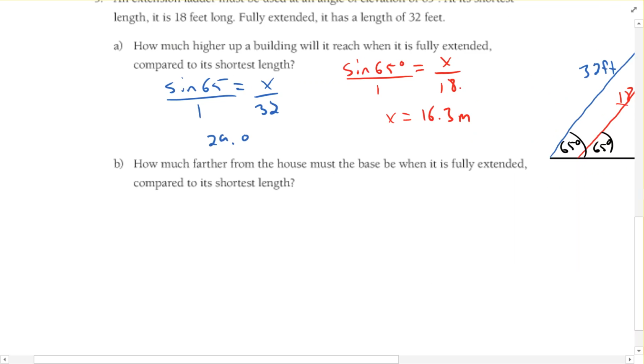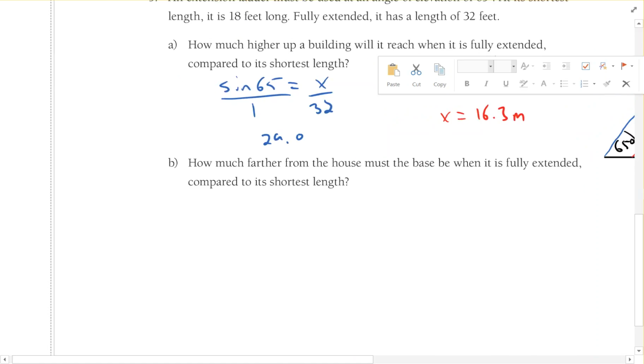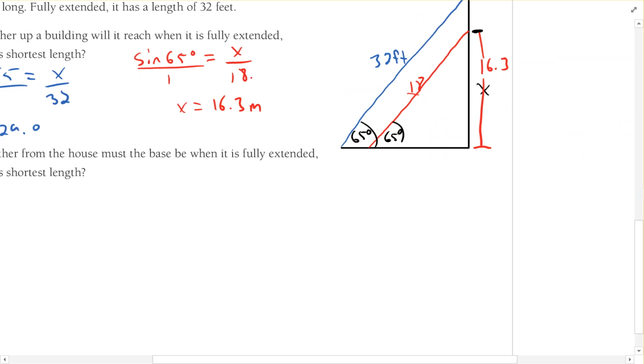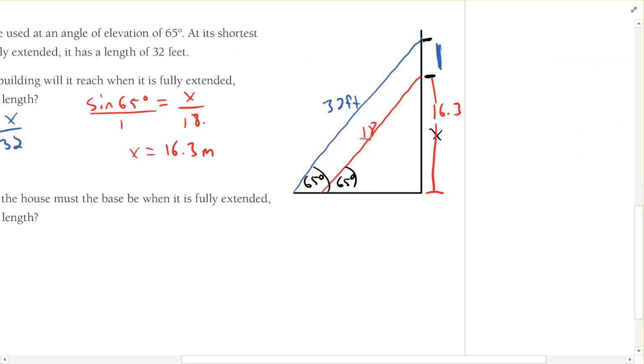Okay, and then all we were looking for was the difference between those two. So let's go 29. I'm kind of running out of room here. So the answer is going to be over here. 29.0 minus 16.3 is going to be 12.7 meters. Okay, so that's the difference right here, 12.7 meters.